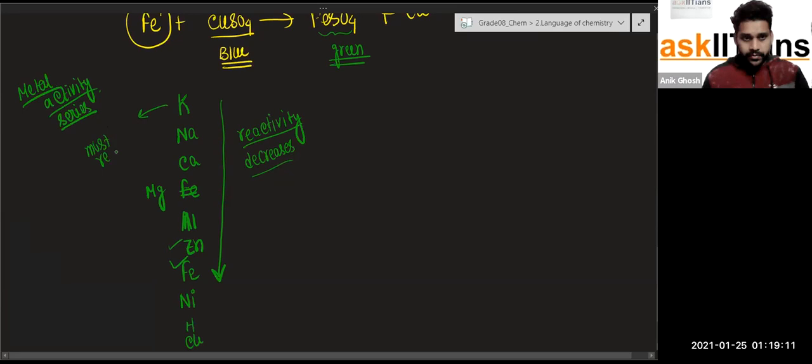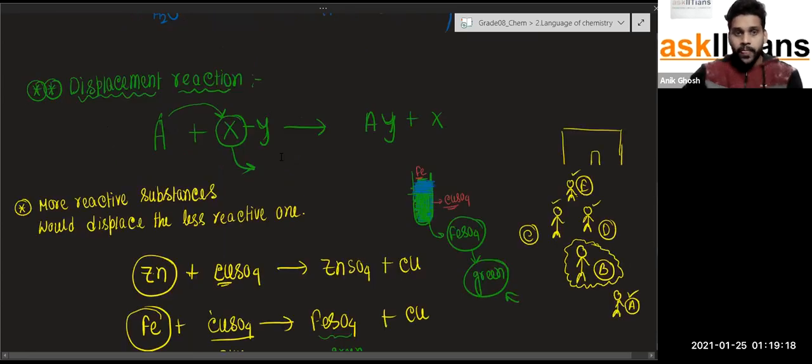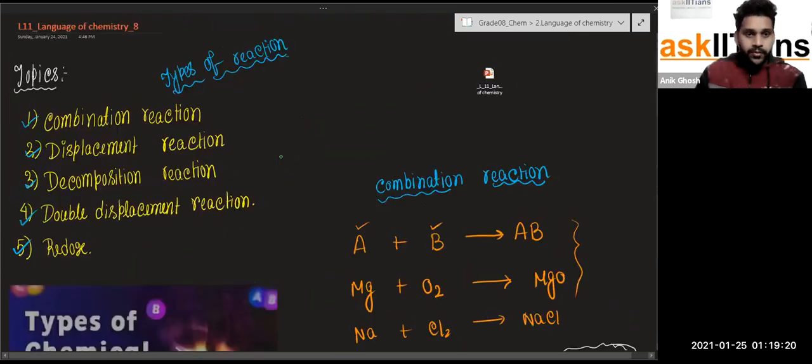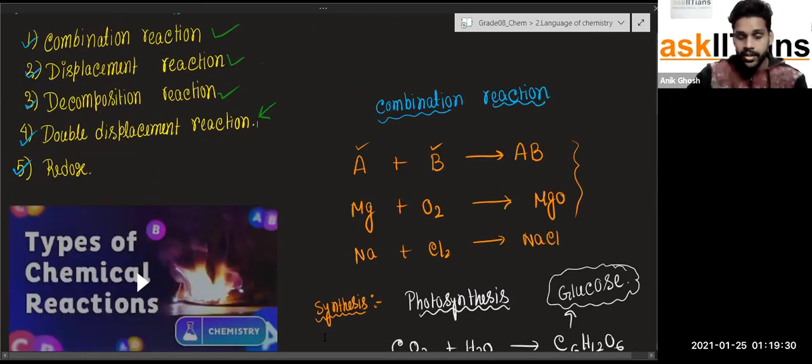Most reactive. Got my point? So this is the thing about the reactivity series. I think you got it now. So let me see how many of the things we have completed. Combination reaction is done. Displacement reaction is done. Decomposition reaction is done. Now we are going to focus on double displacement reaction. I think we have got everything so far, isn't it?